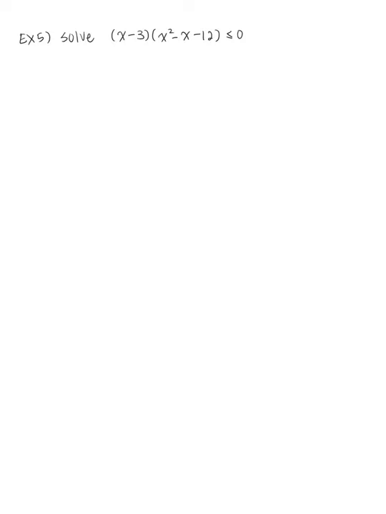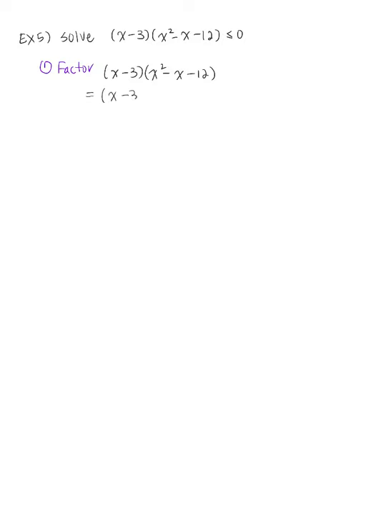Solve (x minus 3)(x squared minus x minus 12) is less than or equal to 0. So here what I'm going to do is this. Let's just do this algebraically without graphing. All right, so again, let me just write down all the steps. Step 1, factor everything out completely. Let me rewrite our original function: x minus 3, and then x squared minus x, and then minus 12.